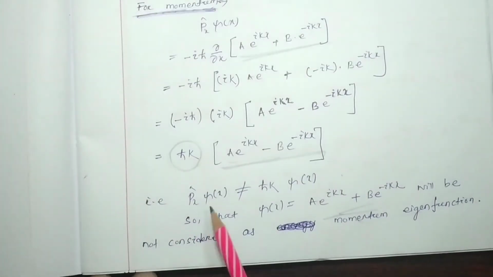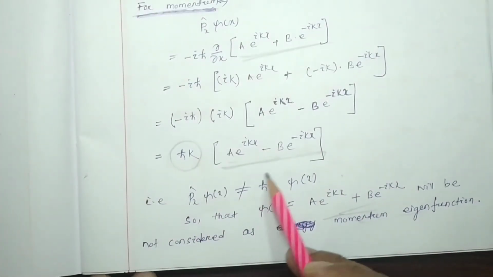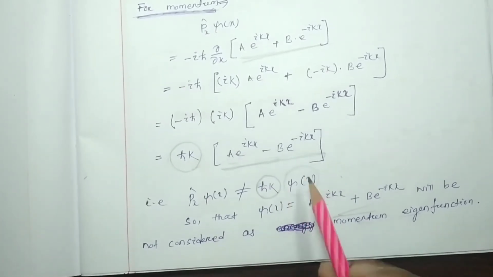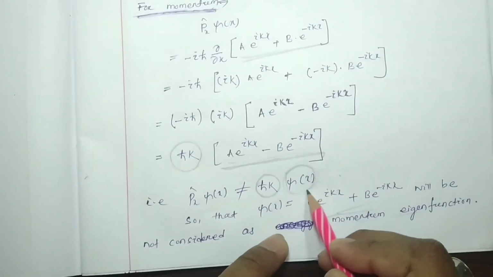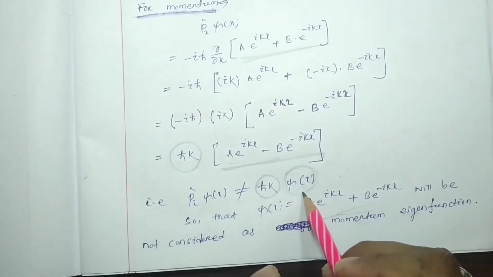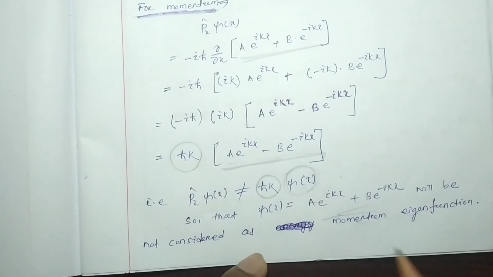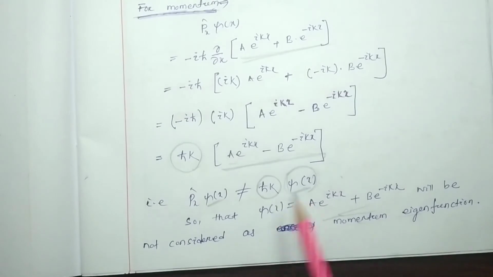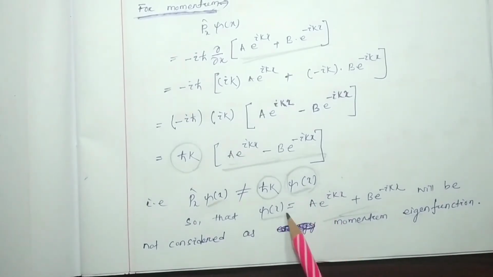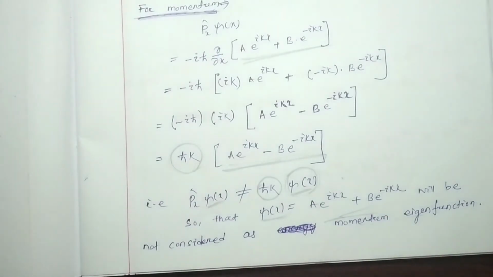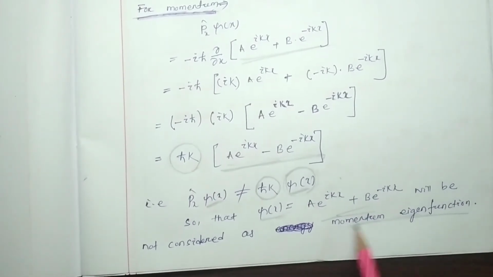That means px cap psi x is not equal to h cross k. H cross k is the dimension of the momentum, but psi x is not the same as this one. It means the left hand side is not equal to the right hand side, because this psi x is not equal to this psi x. So psi x equal to a e to the ikx plus b e to the minus ikx will not be considered as a momentum eigenfunction.